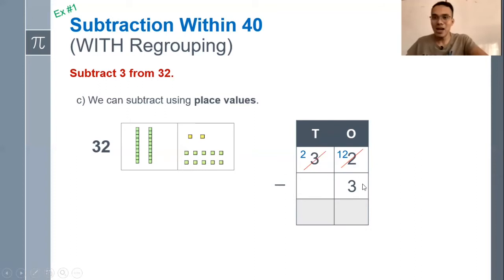12 ones, take away 3. You just cross out 3 ones from 12. We have 1, 2, 3. Then we are going to count the remaining cubes. 1, 2, 3, 4, 5, 6, 7, 8, 9. 12 minus 3 is 9. Let's proceed to the tens. We have 2 tens minus nothing, or 2 tens take away nothing. The answer is still 2. Therefore, 32 minus 3 is 29.